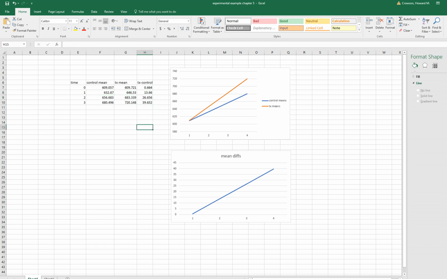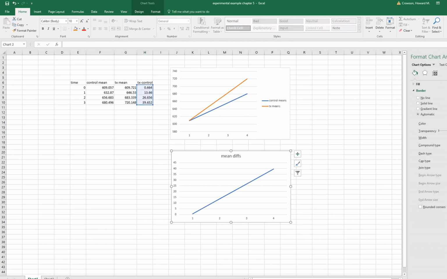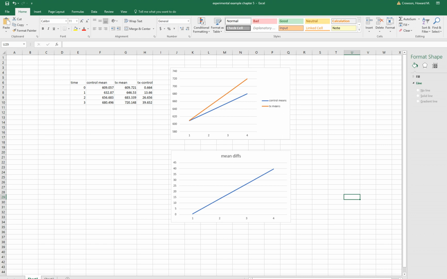So you can see that there's a more pronounced slope for the treatment group, reflecting a stronger positive linear relationship between time and math scores, whereas in the control group, which is in blue, there's a weaker relationship. And then this right here is just a plot showing you the difference in means between the two groups over time, and so you can see that.